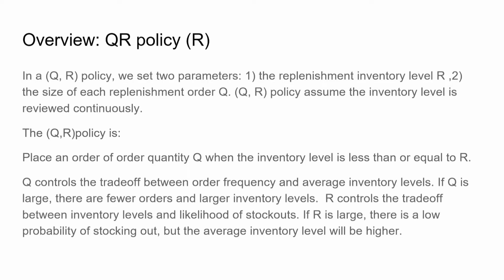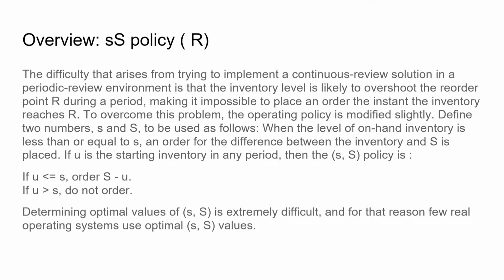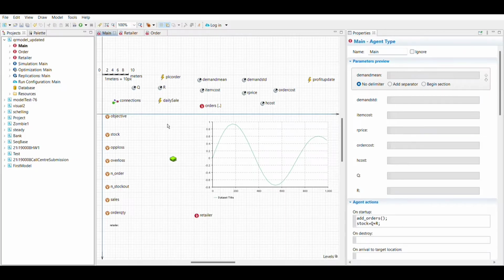Now the QR policy. The QR policy is to place an order of order quantity Q when the inventory level is less than or equal to the reorder level R. The SS policy: when the level of on-hand inventory is less than or equal to small s, an order for the difference between the inventory and capital S is placed. So this is the model which we have used for our simulation project.